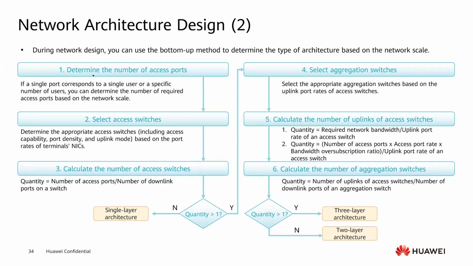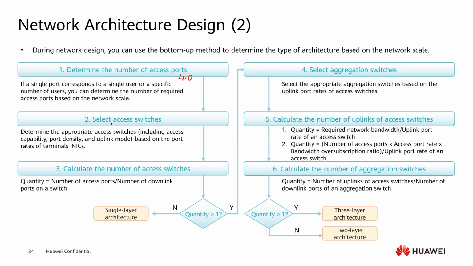First, you need to determine the number of access ports. For example, if you need to connect 40 terminals, as usual, one terminal will access one access port on the access devices.